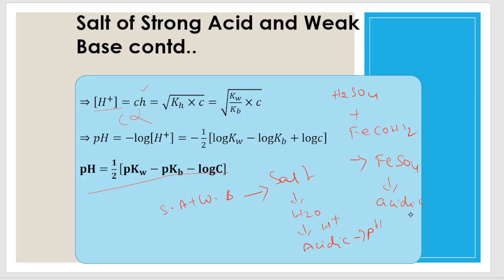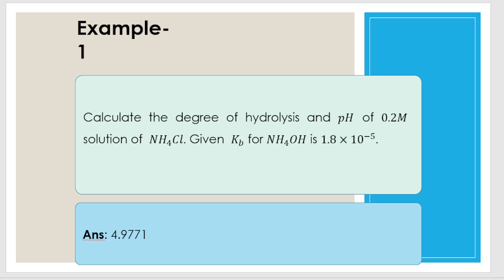Okay, so here we can easily remember that if the salt is of a strong acid, the nature is acidic. Similarly, if the salt is of a strong base, the nature is basic. Right? That we are going to discuss now. But before that, I have given an example here. You can go through the example.